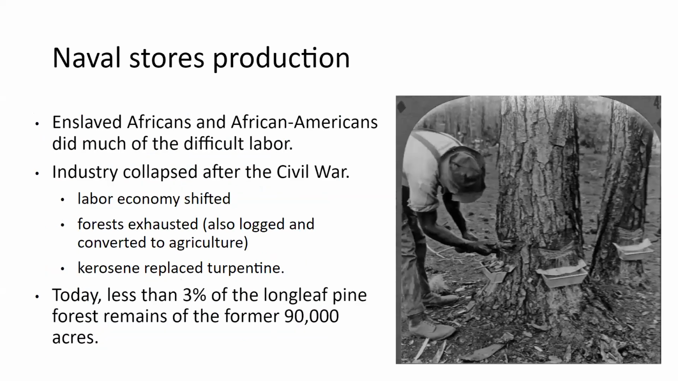So the bulk of this industry was performed by enslaved Africans and African Americans. This is very difficult, very labor intensive, backbreaking work. And this industry collapsed after the Civil War when the labor economy shifted. The forests were also exhausted, right? They can be tapped for a number of years. Often during this time, those forests became logged and then converted over to agriculture. And then the illuminant for the turpentine industry was replaced by kerosene.